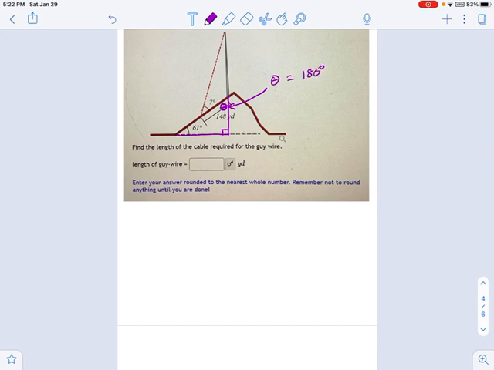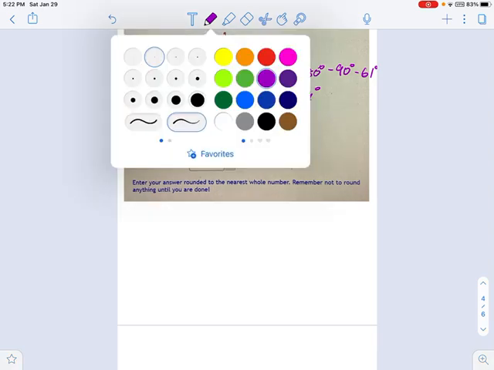Okay, right there, theta is going to be equal to 180 degrees is the total of a triangle, minus 90 degrees is the right angle, minus 61 degrees. Okay, so what do we get? We get 180 minus 90 minus 61, 29 degrees. So I know that theta is 29 degrees. Great.